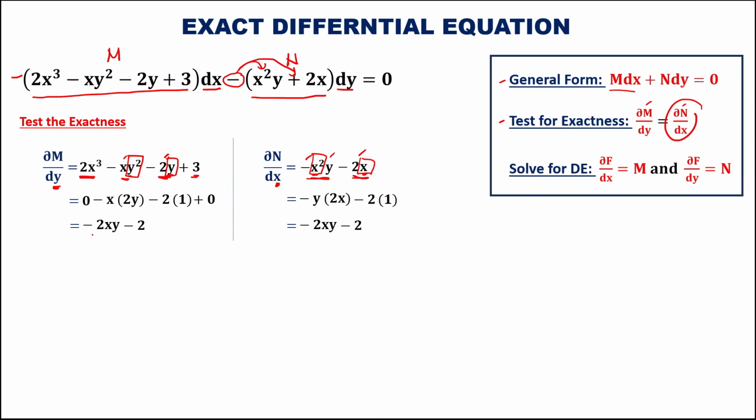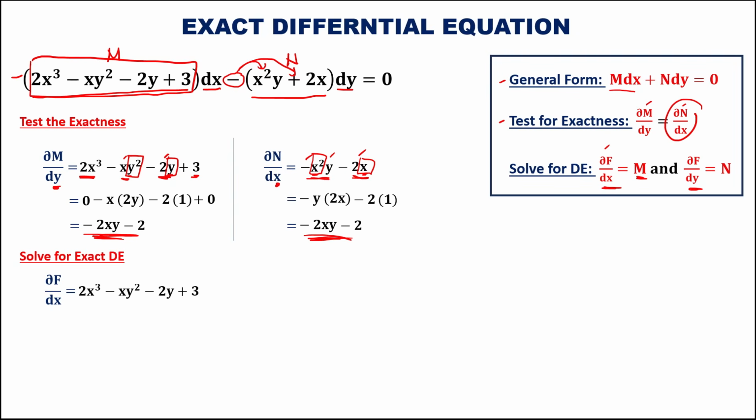Now observe that the partial derivative for M is equal to the partial derivative for N. So therefore, we can now find the exact differential equation using these two formulas. First, the partial f over dx equals M, and this is the value for M: 2x^3 minus xy^2 minus 2y plus 3. Then we need to integrate every term.